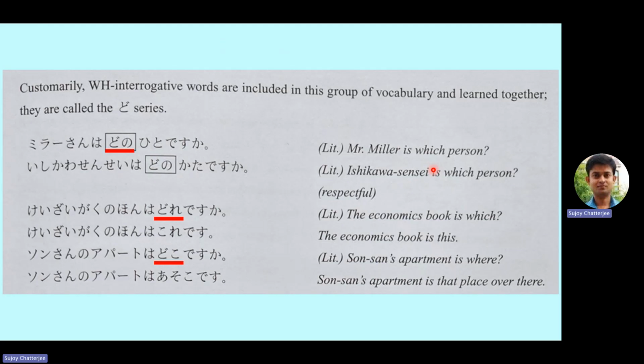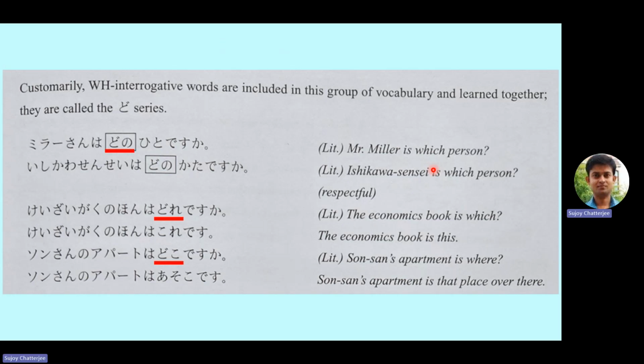So, in this way, we have three sets of words: kore, sore, are, koko, soko, asoko, and kono, sono, ano. So, kore wa, sore wa, are wa means this is, that is, and that over there is. Koko, soko, asoko means here, there, and over there. And kono, sono, ano means this particular thing, that particular thing, that over there particular thing. So this is the difference between each of these three sets.